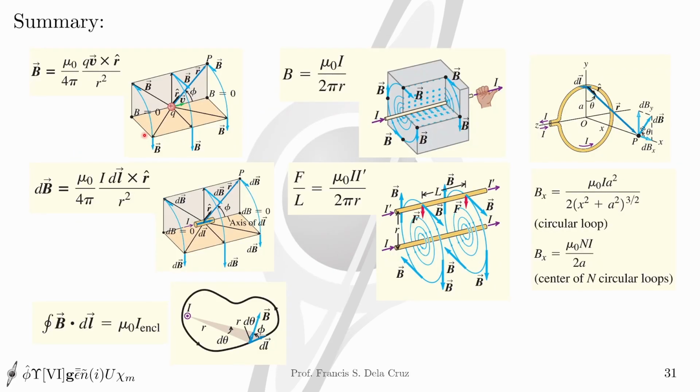For some summary, you have these equations and these simplified geometries: the Ampere circuital law, the Biot-Savart law, the forces between two conductors, the magnetic field due to a long current carrying wire, and the magnetic field due to a current loop, and much more complicated problems that we discussed in our previous lessons. This is the summary.